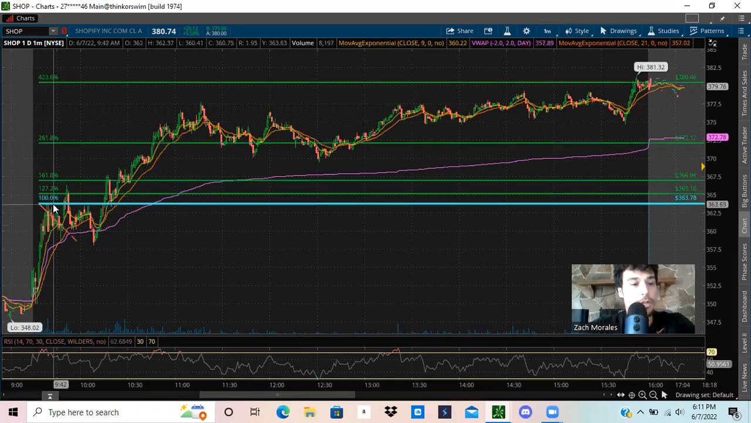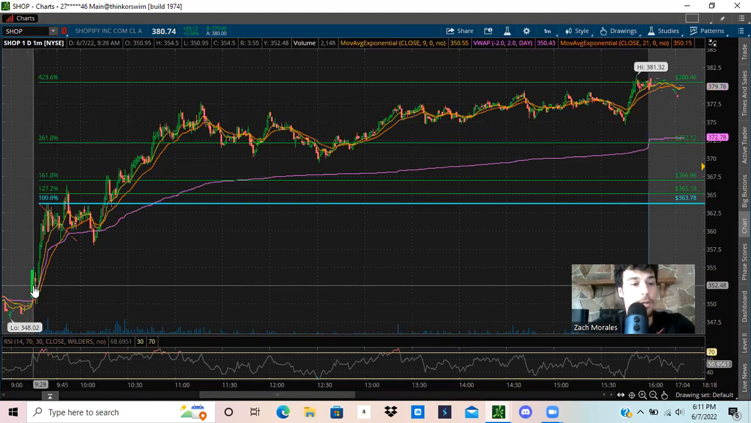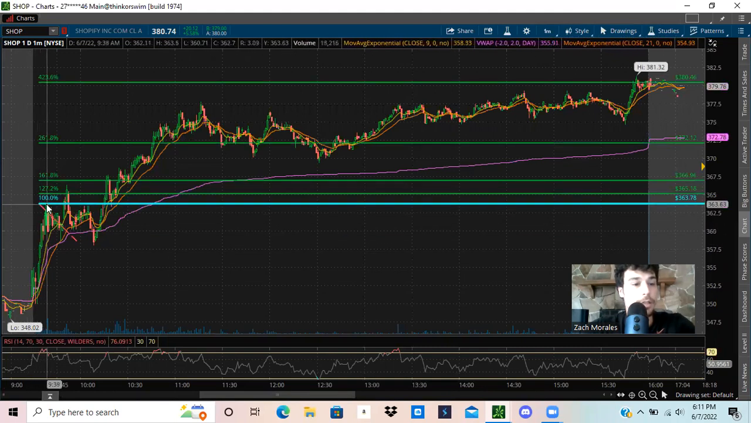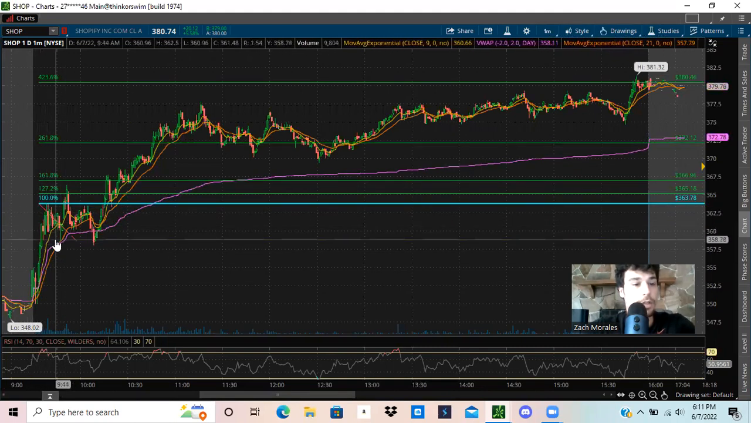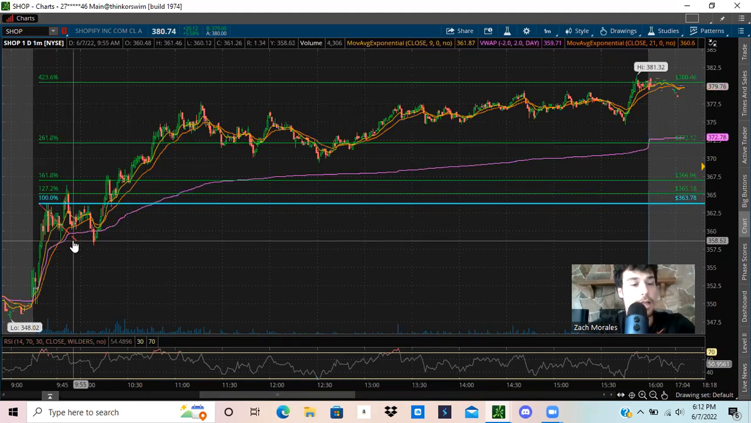What we did was we just took our high. This was our initial rally, pre-market, market open. We come here, we make this initial high, and then we print this low right here. So we're going to take our swing high and swing low and connect those together.